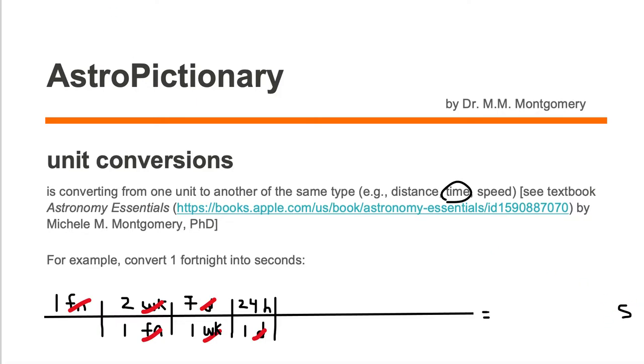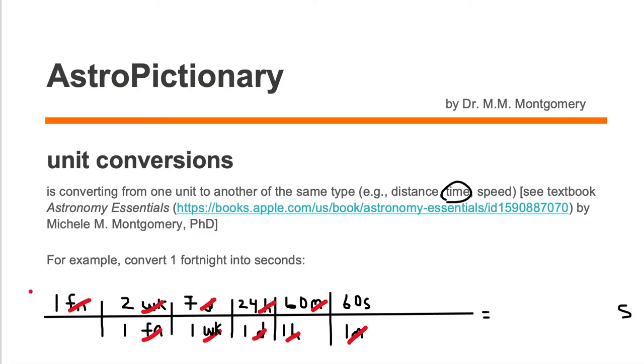I want seconds, so I need to convert out. We know that in 1 hour, there is 60 minutes. I still don't want minutes, so in 1 minute, there is 60 seconds. I can divide letters out. Hours divide out. Minutes divide out. And I'm left with seconds. I want my answer in seconds because I want to know how many seconds is in 1 fortnight. So I'm left with seconds.